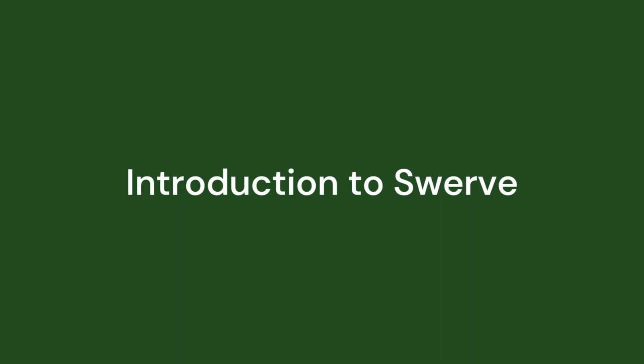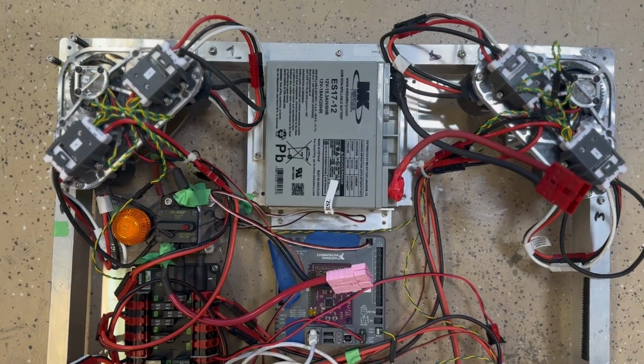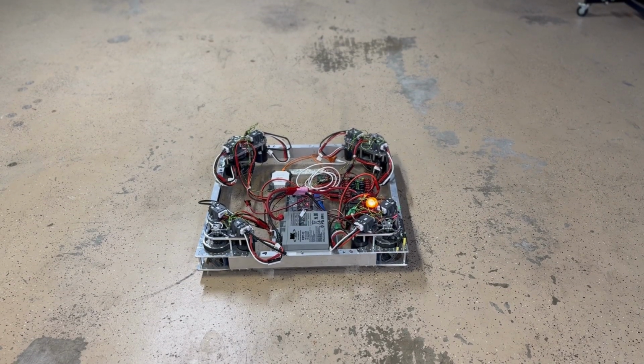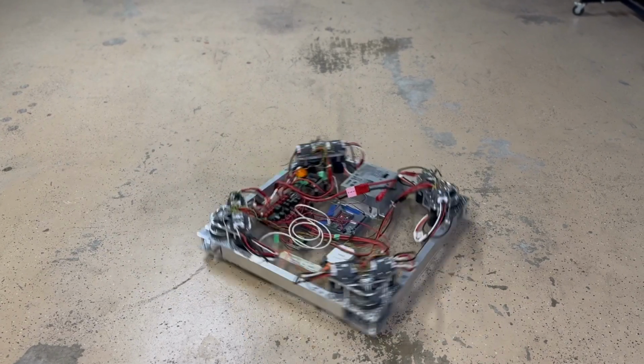Hello, so this video will be a very surface level introduction to Swerve, not really going too in depth into things, just covering what the basics of Swerve is, such as what a Swerve drivetrain consists of mechanically and how it's controlled using software. Swerve is a type of holonomic drivetrain, which means that it has the ability to move in all directions and can rotate 360 degrees.